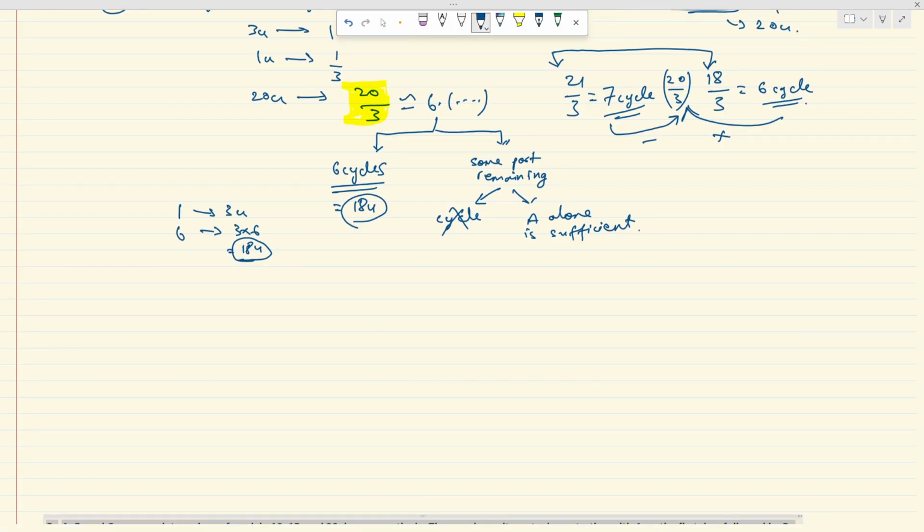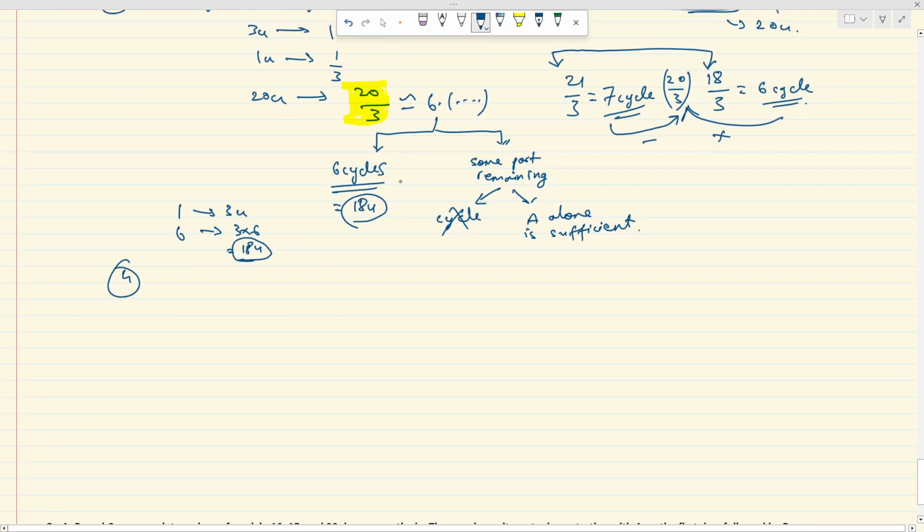Now step 4 would be remaining, कितना काम बचा? Remaining काम बचा 20 units was my total work and 18 units work has been completed in 6 cycles. So बचा कितना? 2 units of work.